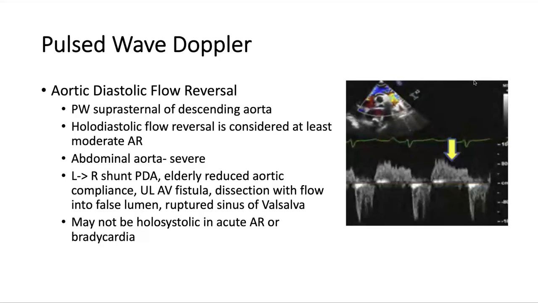If you're ever seeing flow reversal in the abdominal aorta when you're looking in the subcostal views, that should lead you to think that this is severe. Worth mentioning is that it does come with a pretty big differential that's worth thinking about. So if you do see it, it could be because there's a left or right shunt through a PDA, reduced compliance in older adults' aortas, upper limb AV fistulas, dissection with flow into the false lumen, or ruptured sinus of Valsalva.